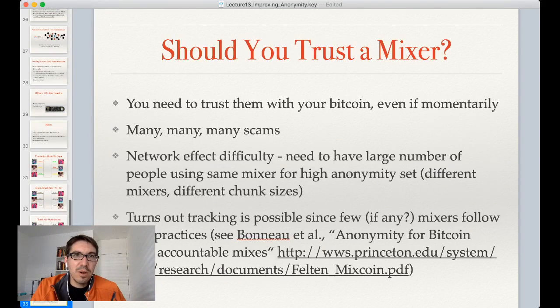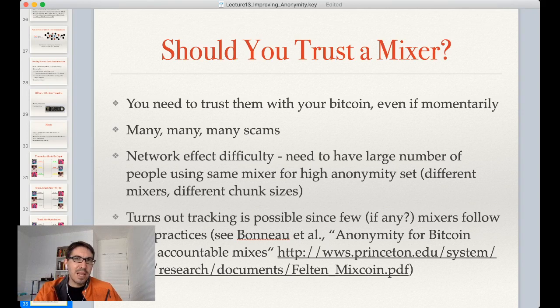But of course, there are downsides with using a mixer. First, you're going to need to trust them with your Bitcoin. Because of that, there have been many scams out there where a mixer gets set up and people send Bitcoin to it and it works fine for a while, and then one day they just keep all the Bitcoin and run away, and there's no way to do anything about it.